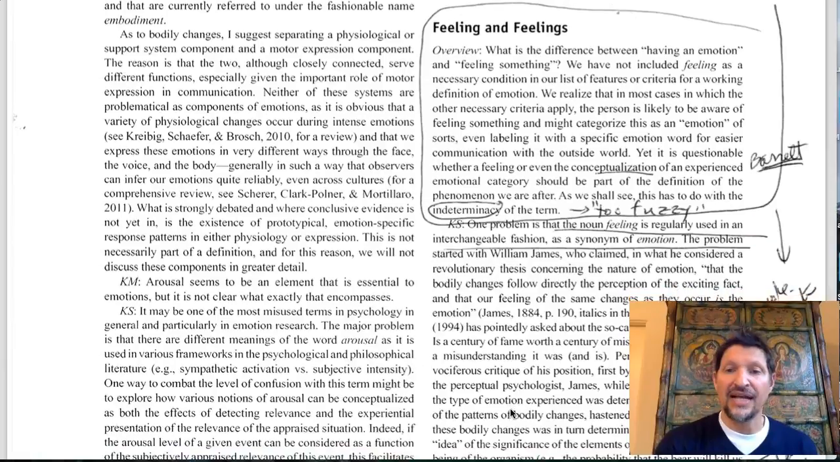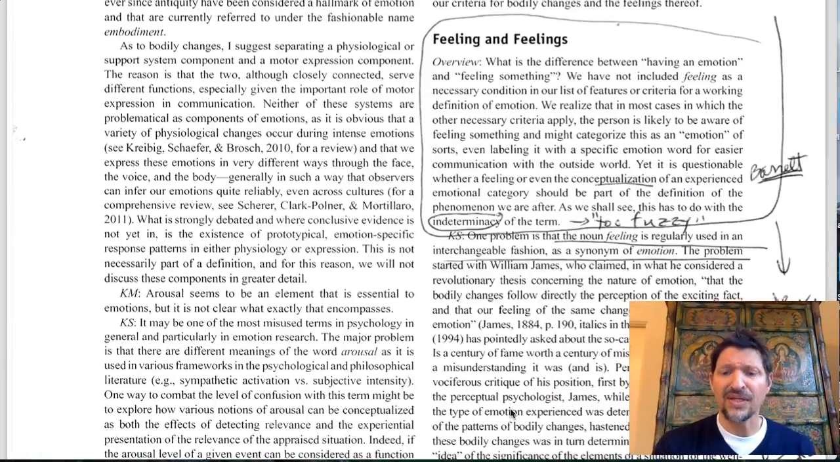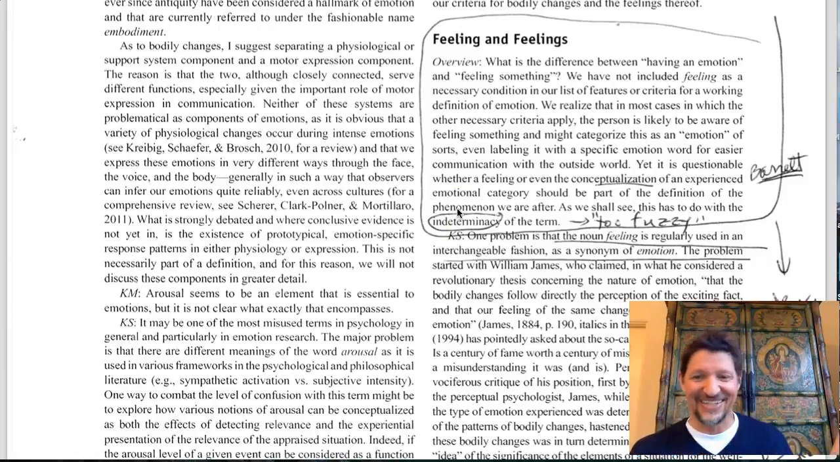Now, here's one thing that actually is relevant to our work. One of the questions we asked was, what is the difference between feeling and emotion? And they somewhat addressed this in this paper here. What is the difference between having an emotion and feeling something? We have not included feeling as a necessary condition in our list of features, and it goes on to say it. The main issue they have is that feeling is too, quote, and it's circled around here, indeterminate. It's too fuzzy. So basically you're saying we can't measure it. That's why we're not going to deal with it. So it's hard to develop components for something you can't measure.